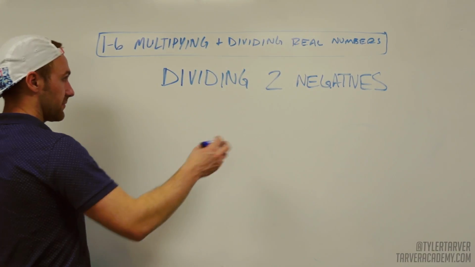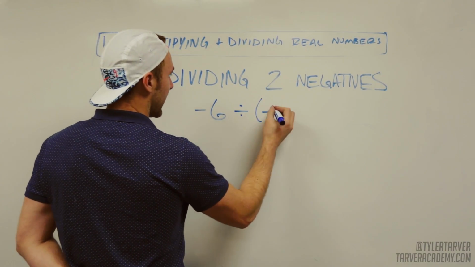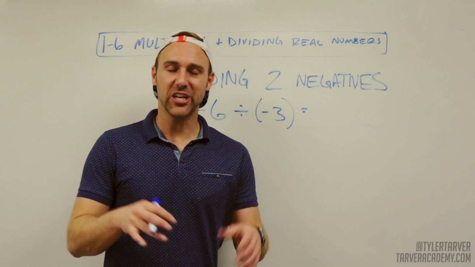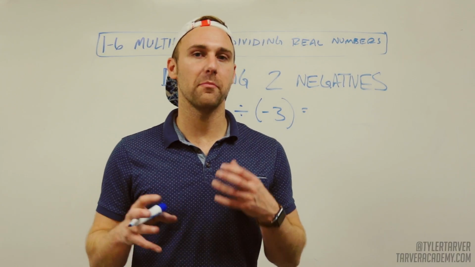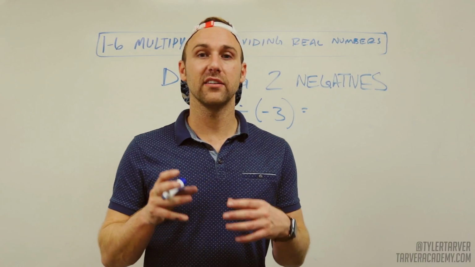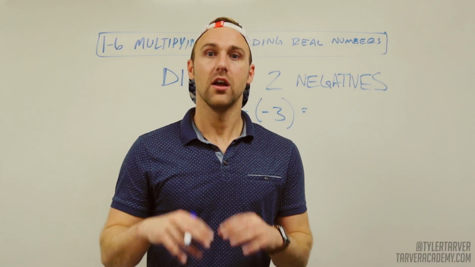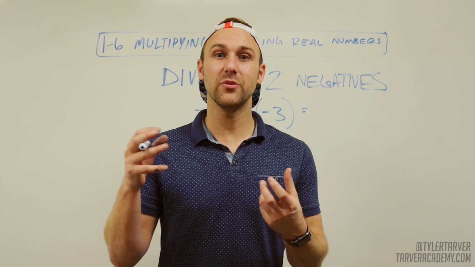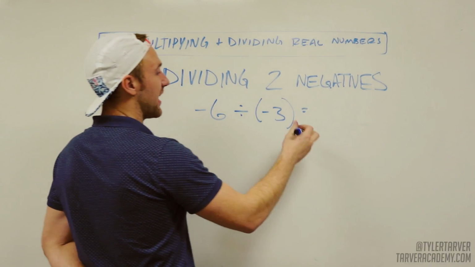Dividing two negatives. So we're going to divide negative 6 divided by negative 3. The ultimate rule and the shortcut and cheat code of dividing two negatives is to know that it's the exact same positive negative rules as when you multiply two negatives. When you multiply two negatives, negative times a negative equals a positive. Same thing here. A negative divided by a negative equals a positive because the two negatives kind of cancel each other out.